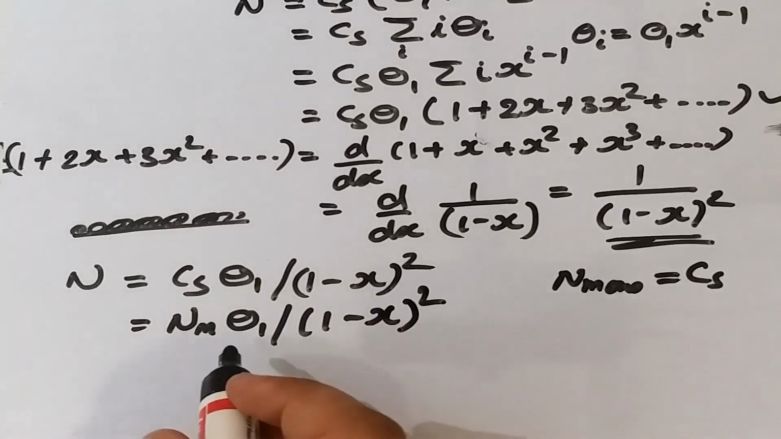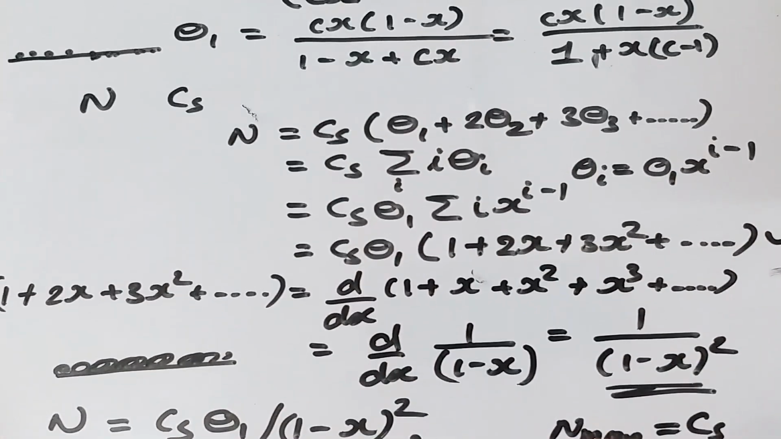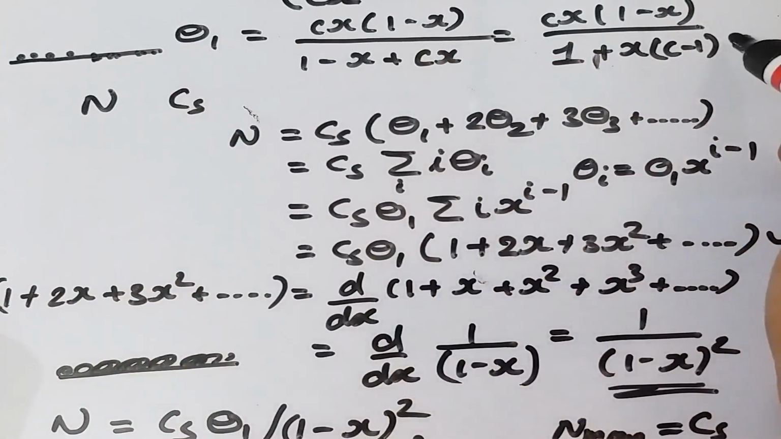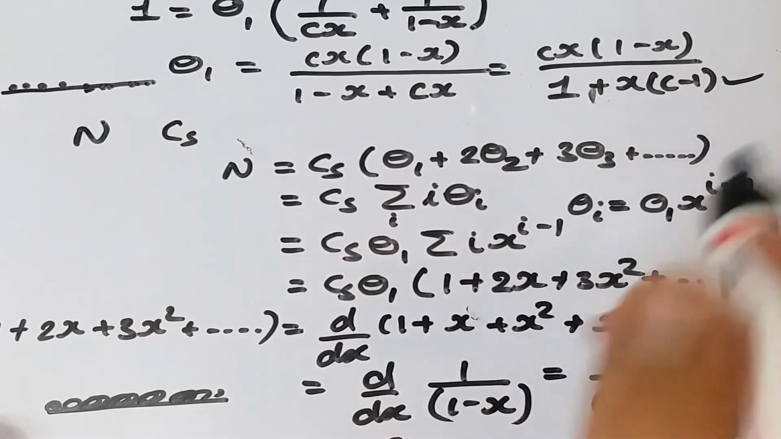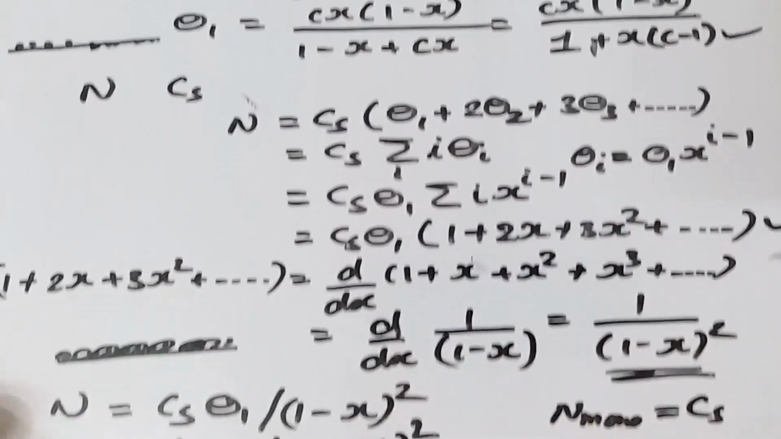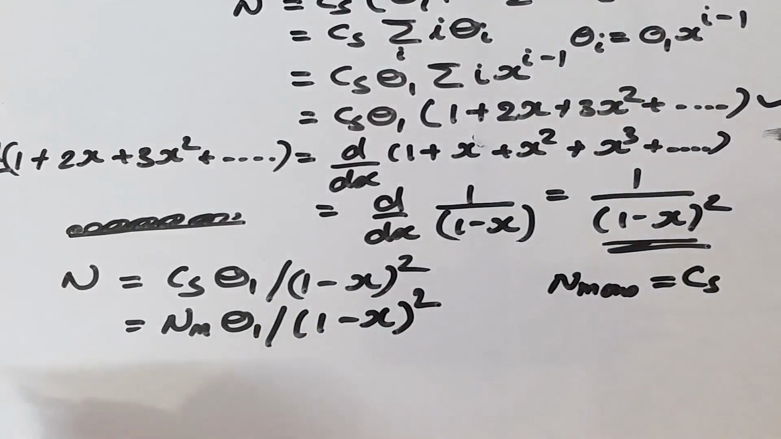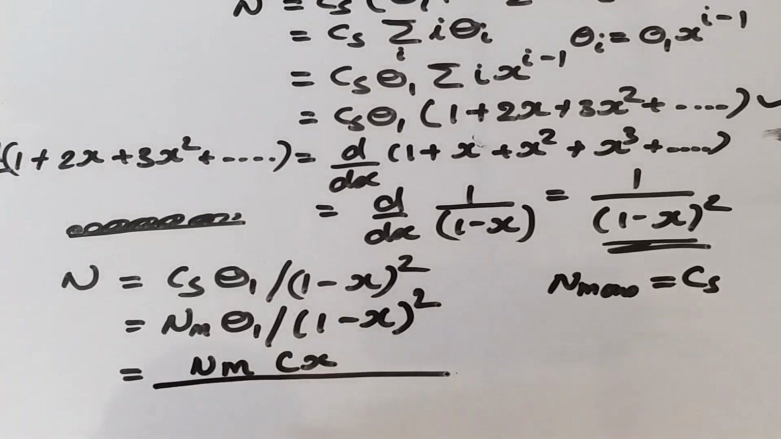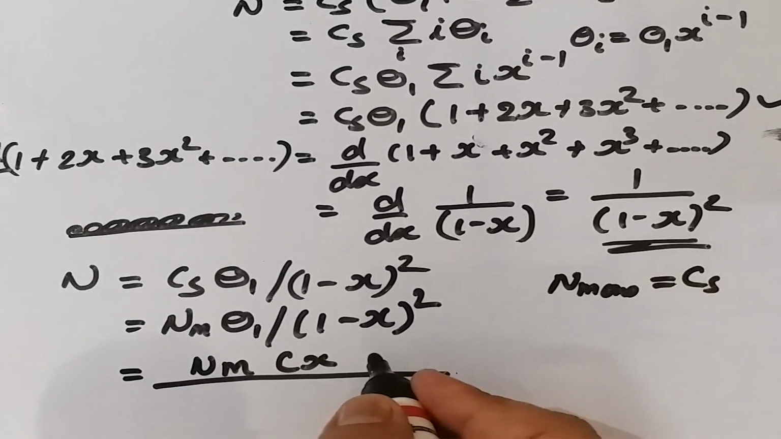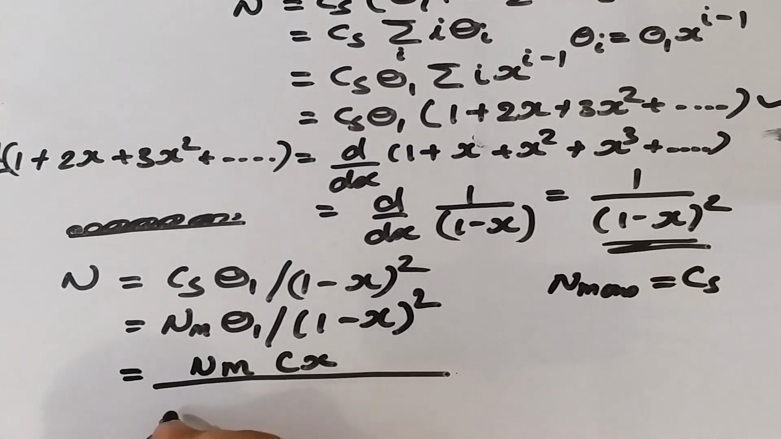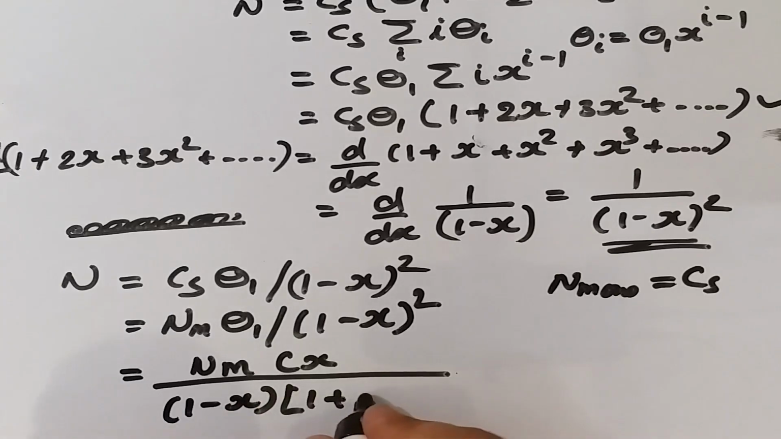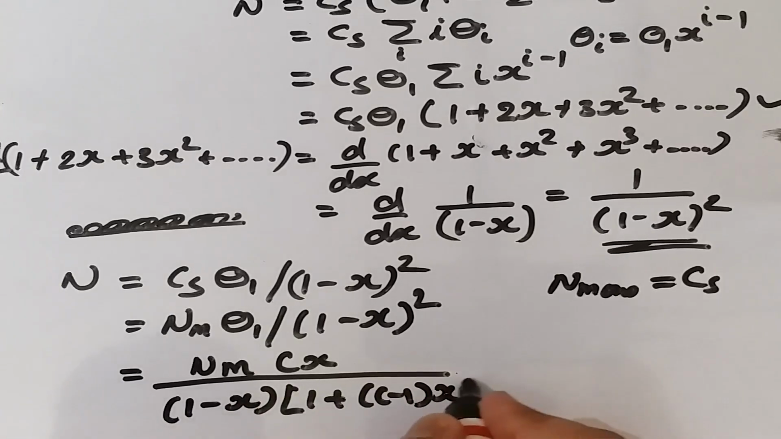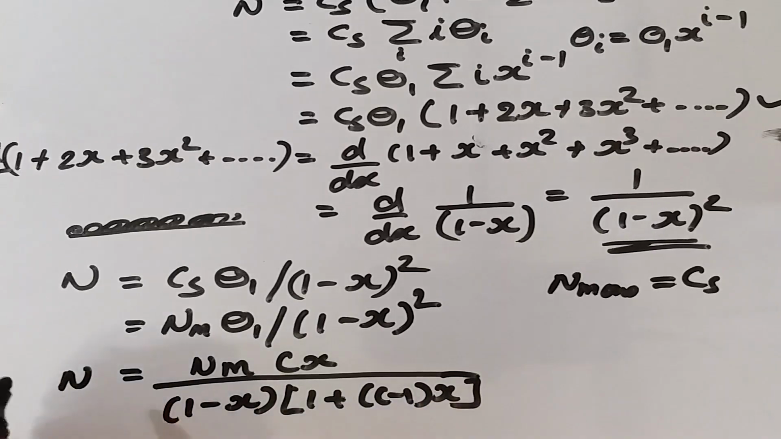Now further we had the value of theta 1, which is equal to this particular value. So we will substitute this value of theta 1 in this expression, and hence we will have Nm into Cx upon, we will have 1 minus x in the numerator and 1 minus x square in the denominator. So we are left with 1 minus x into 1 plus C minus 1 into x. This expression gives the total number of molecules.